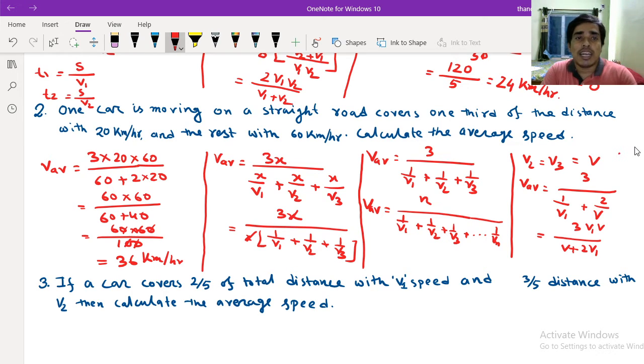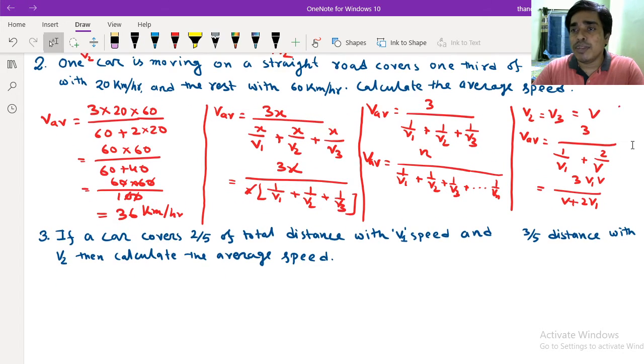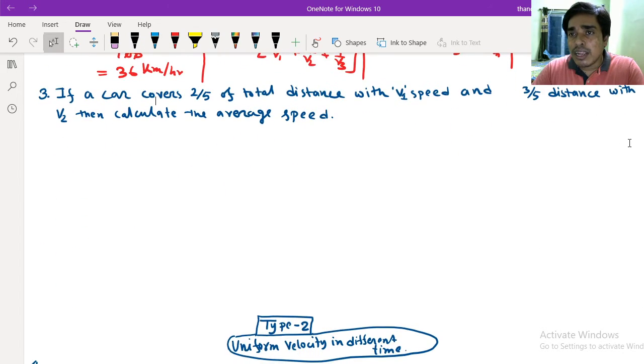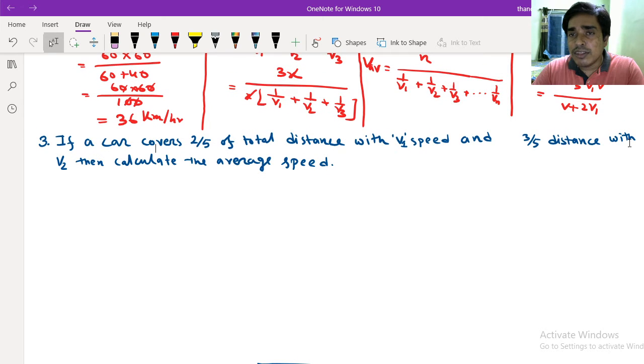I have deduced the generalized formula, then I have put the values of these physical quantities. If you solve in this way, it will be very easy for you.